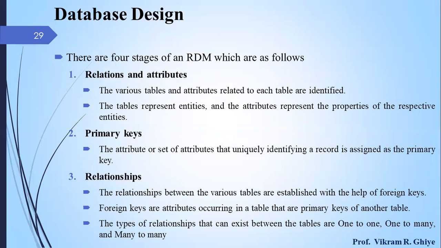How can we design a particular database? There are certain steps. Four steps are normally there. The first step is called relations and attributes. The various tables having attributes and related to each other are identified. In this way we can maintain the relations and attributes. Second, primary key. The attribute or set of attributes that uniquely identifies the record is assigned as the primary key. We know very well about the primary key. Third, relationship. The relationships between the various tables are established with respect to the foreign key and the primary key. That foreign key can act as a primary key for the next table. It is possible that the relationship is one-to-one, one-to-many or many-to-many.